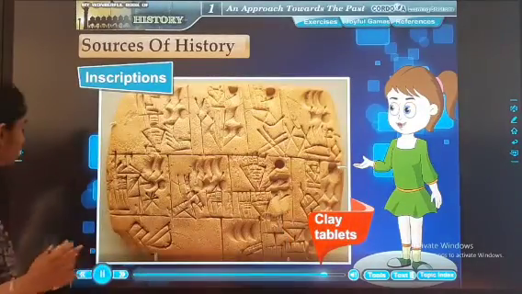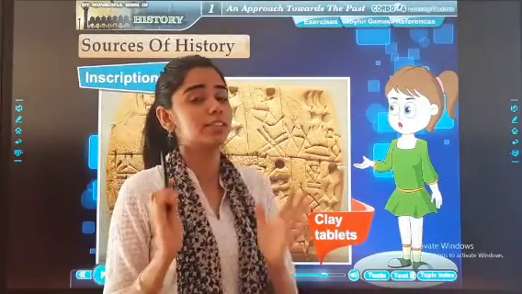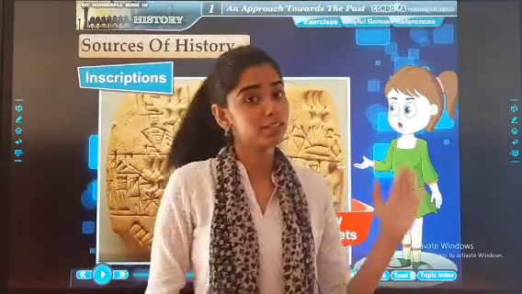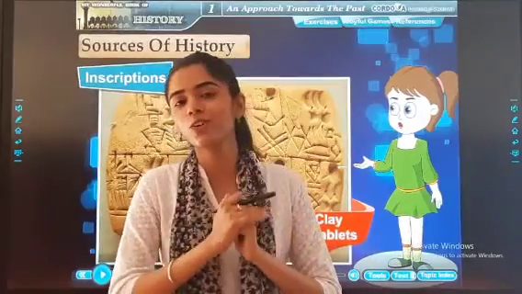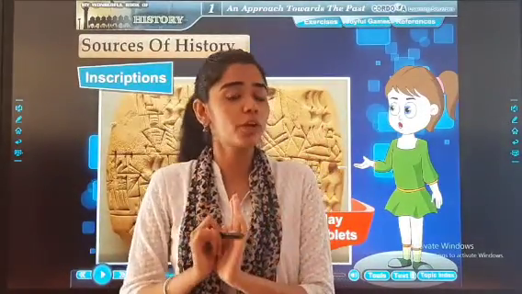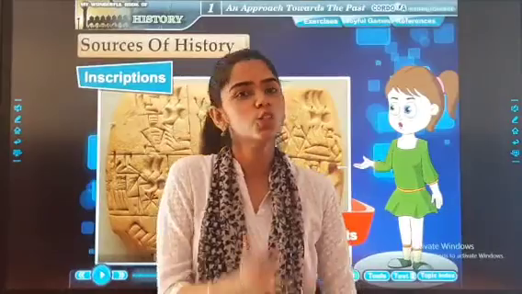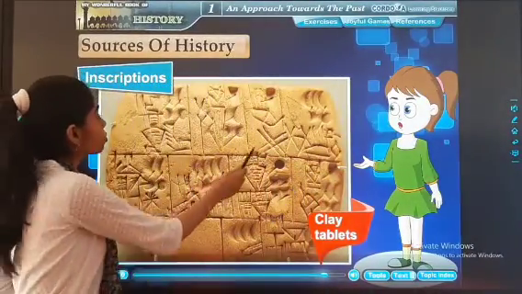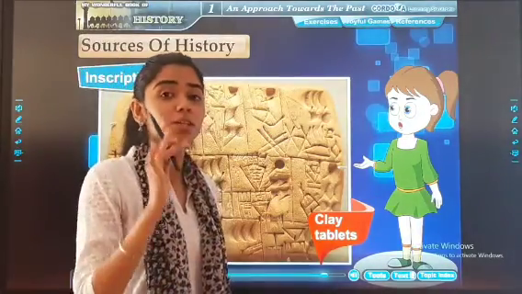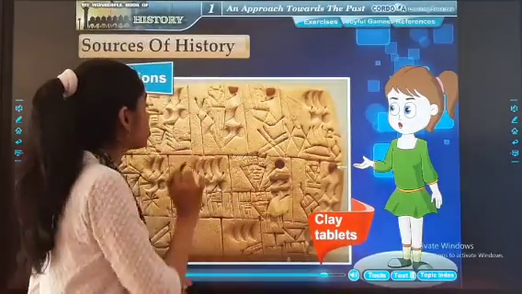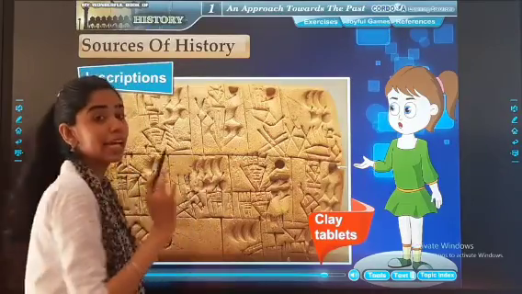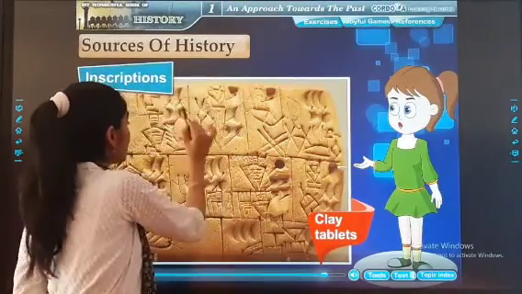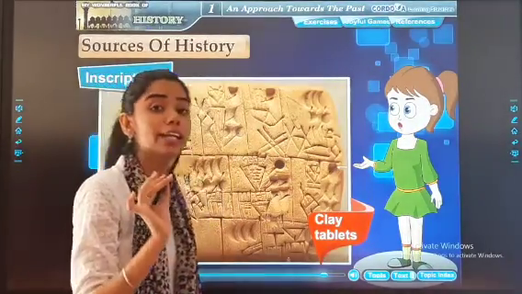See, inscriptions. Now what is it? Now as we told that earlier time, this is of thousands of years ago. There was no papers to write, there was no books, no white sheets, nothing. So what they did? This is how they used to write on the pillars and the walls. See, they used to scribble it. Now this is a clay tablet. That means this is made of clay and on this they have molded, on this they have written.